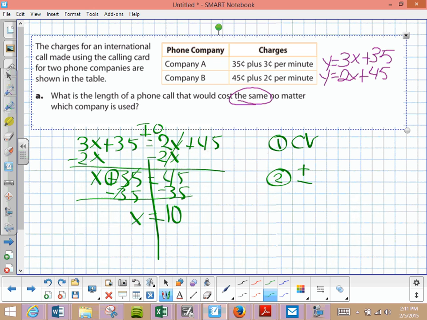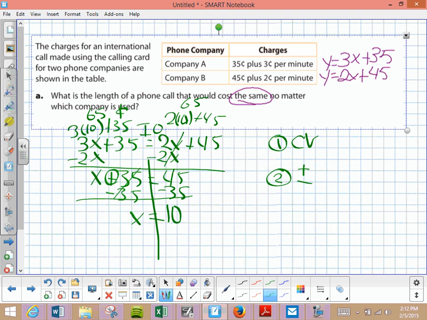No, we already did inverse operations, and we found that it was 10 minutes, right? We plug it in, so we do 3 times 10, which is 30, plus 35, 65. And is it in what? Dollars or what? Cents. 65 cents. Now let's see if we did it right. So 2 times 10, it will be 20, plus 45, 65.